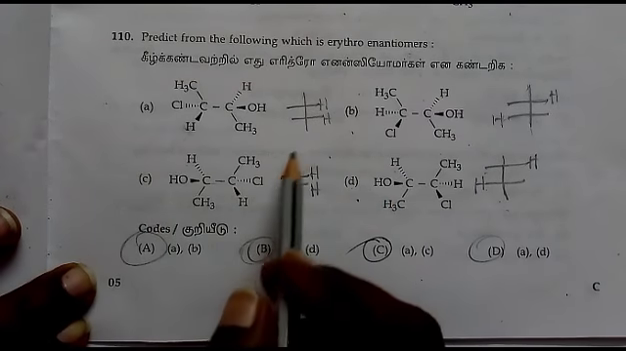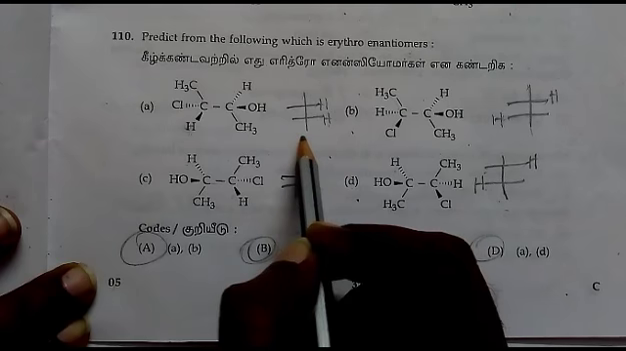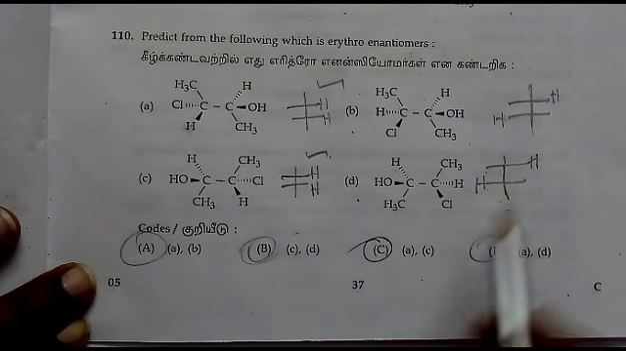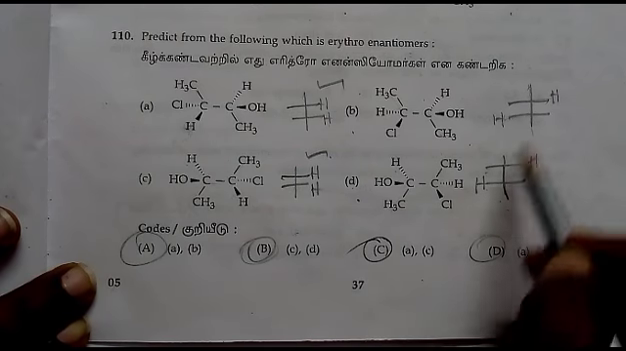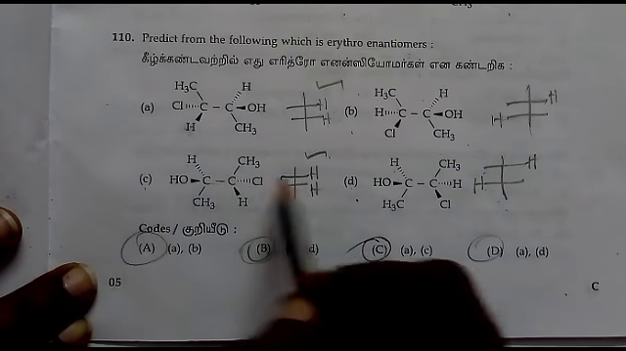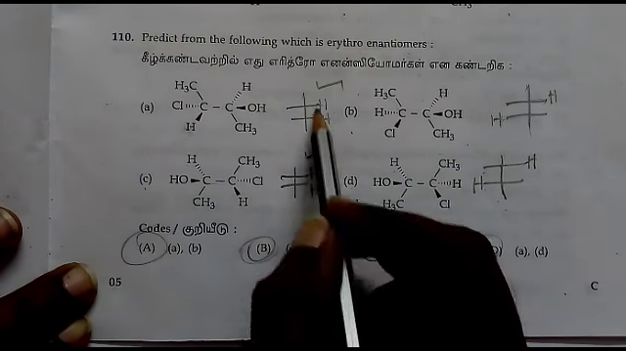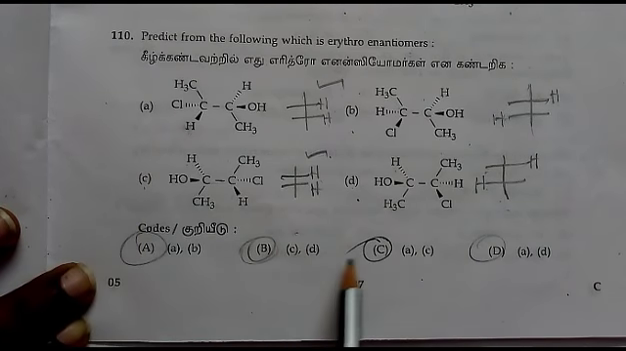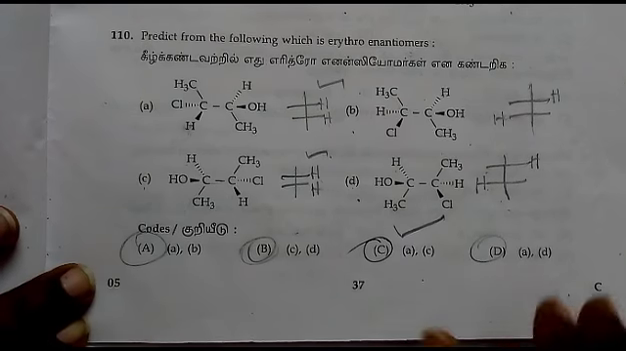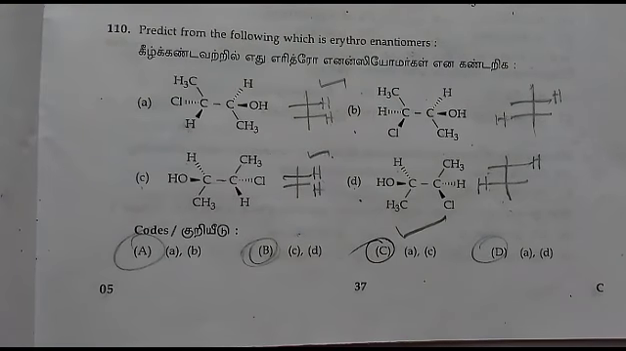Now look at this. H same side, this is erythro. Here H same side, this is erythro. And these two are threo, H opposite. So option A and option C, these are erythro isomers. C is the answer. A and C. Hope you understand.